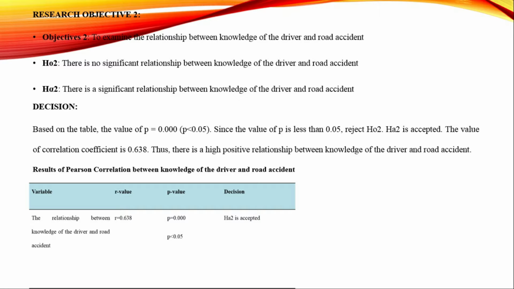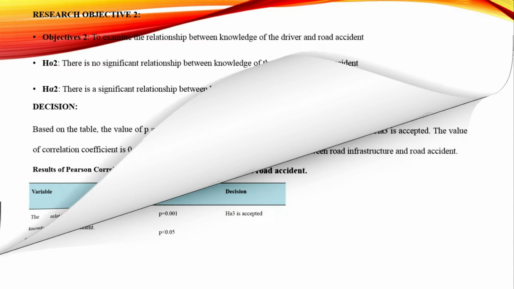The decision is, based on the table, the value of P equals 0.000, which means P less than 0.05. Since the value of P is less than 0.05, reject H null 2. H alternate 2 is accepted. The value of the correlation coefficient is 0.638. Thus, there is a high positive relationship between knowledge of the driver and road accident.